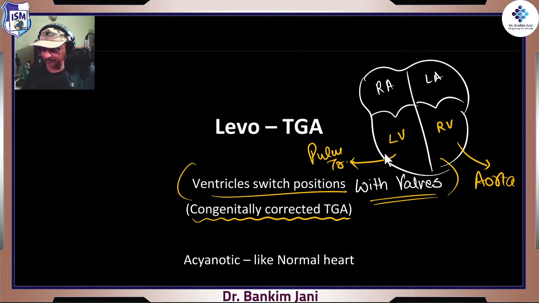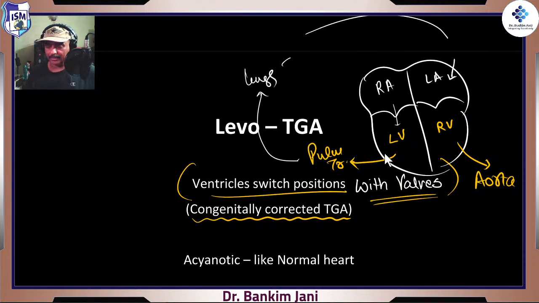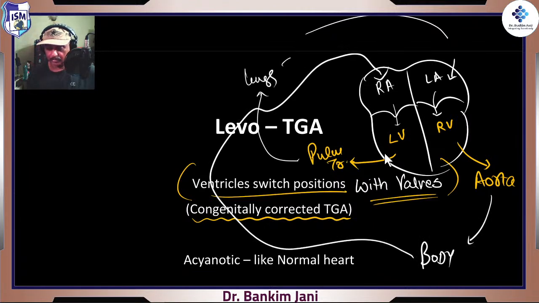So how would the blood go? The blood would go from the right atrium to the left ventricle to the pulmonary trunk, fine. From the pulmonary trunk it will go to the lungs. From the lungs it will go through the pulmonary veins to the left atrium to the right ventricle to the aorta, and into the body. And then it will go to the SVC. Things are good, it will keep on moving. So here it is acyanotic. It will work like a normal heart. That's why it is called congenitally corrected TGA.